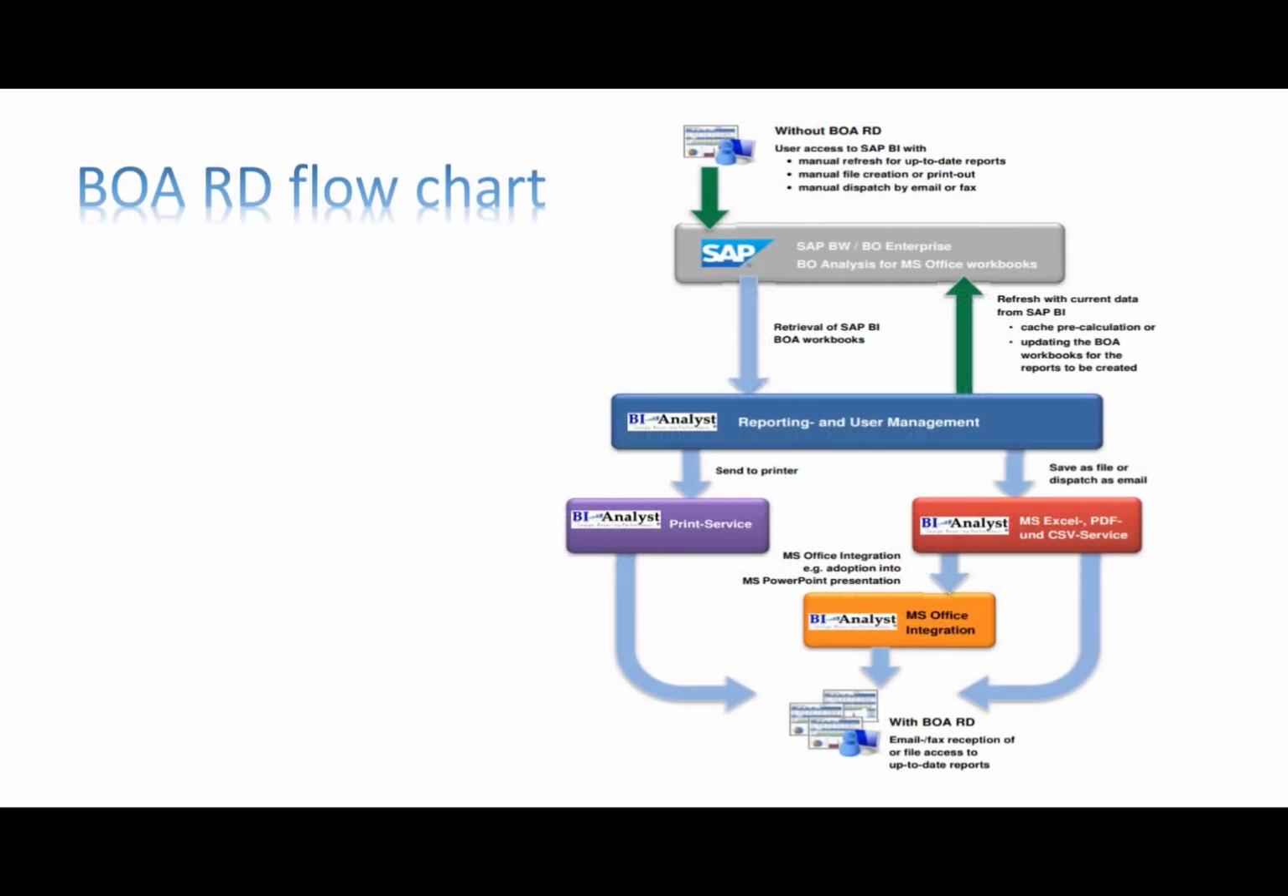As this flowchart depicts the functionality with and without the Report Distributor tool, enterprises without the Report Distributor tool will have a manual task of refreshing up-to-date reports, manual file creation and printouts. The dispatch mode, like email and fax, would be done manually, which is time consuming. Where enterprises with the BO Report Distributor tool, all this process can be automated, with up-to-date reports dispatched in any format through email by scheduling at a predefined time, which mitigates your daily activities.